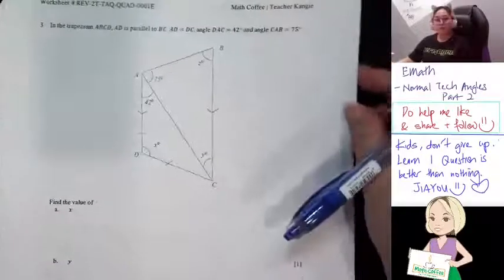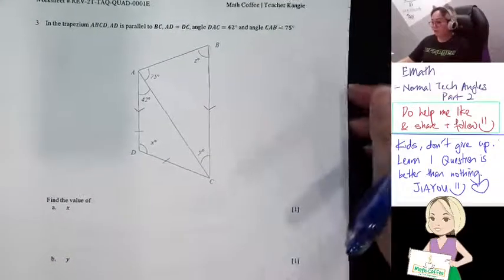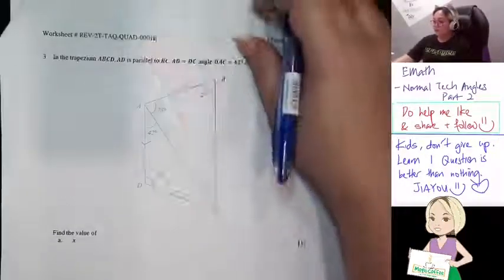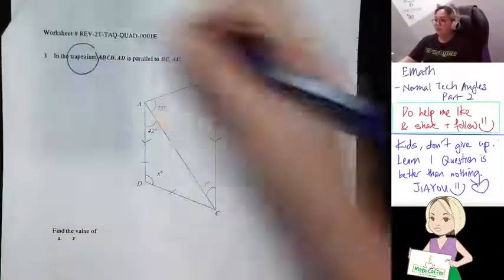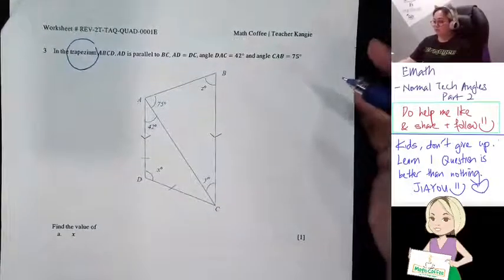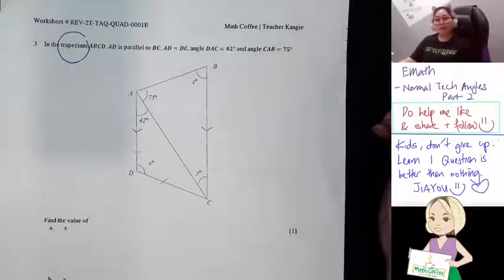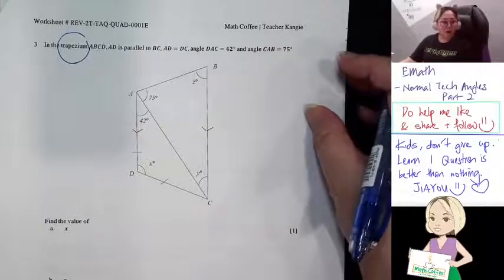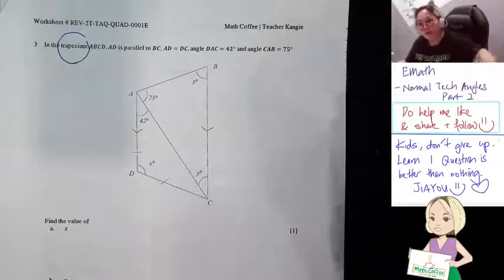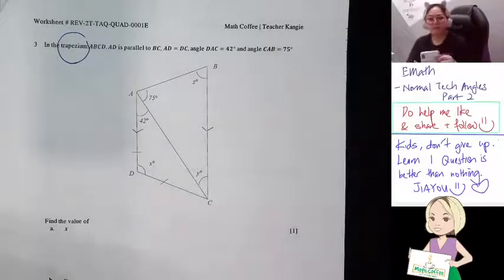Okay, let's move on. The diagram starts to get a little bit more complex. This is a trapezium. So far, we haven't handled any trapezium. So what is a trapezium? Hello, good evening. A trapezium has only one pair of parallel lines.